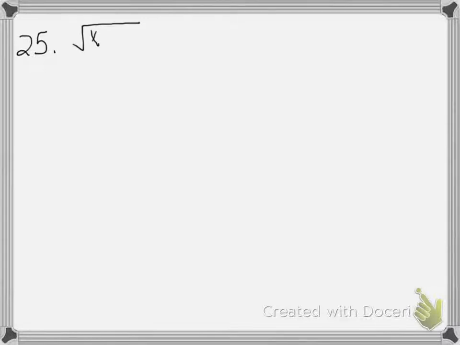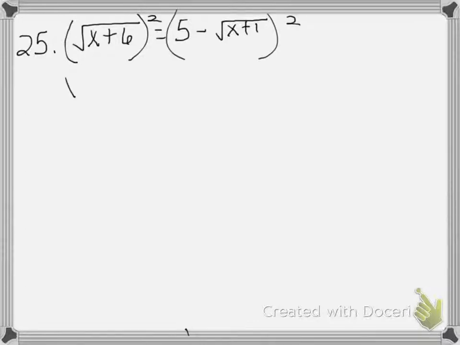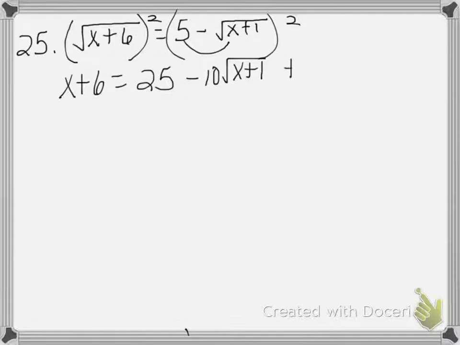Okay, here's a couple problems. I'm going to do 25 for you. You have to square both sides. When you square a square root, what's inside just falls out. Now, when you square the first term, you get 25. Then you multiply the two terms together. 5 times the negative square root of x plus 1 is a negative 5 square root of x plus 1. But we double it and get negative 10. And then we're going to square the last term. When you square a square root, what's inside just falls out. And when you square a negative, you get a positive. So that's x plus 1.